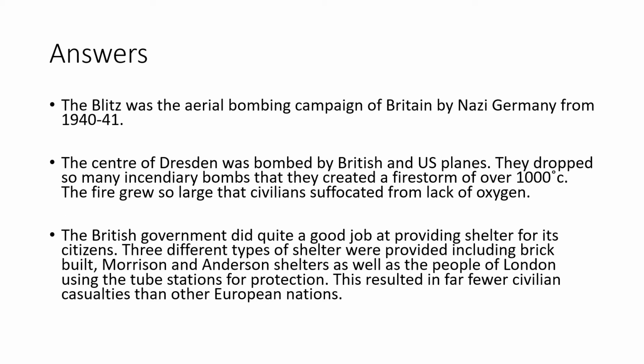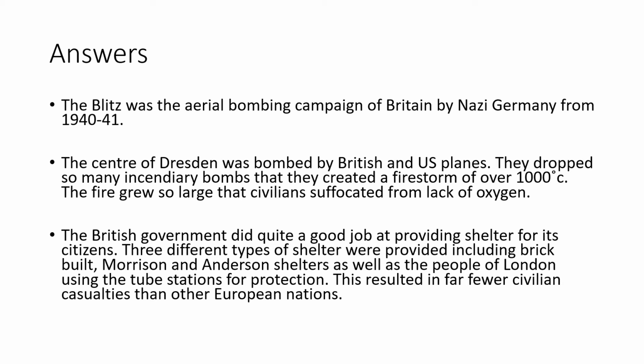Right, some answers then. So firstly, the Blitz was the aerial bombing campaign of Britain by Nazi Germany from 1940 to 41. Question 2, the centre of Dresden was bombed by British and US planes. They dropped so many incendiary bombs they created a firestorm of over 1,000 degrees Celsius. The fire grew so large that civilians suffocated from lack of oxygen.